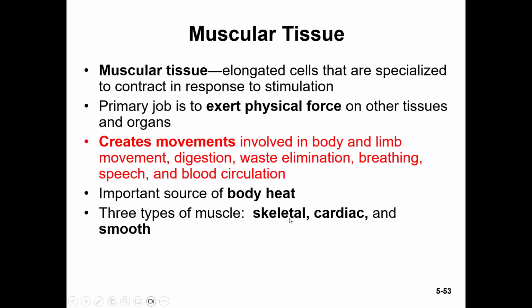Muscle tissue. And again, we'll talk a lot more about these coming up. Muscle tissue is made of elongated cells that are specialized to contract in response to any kind of stimulation. When they contract, they shorten, right? Doesn't matter where they're found. Their main job is to shorten.